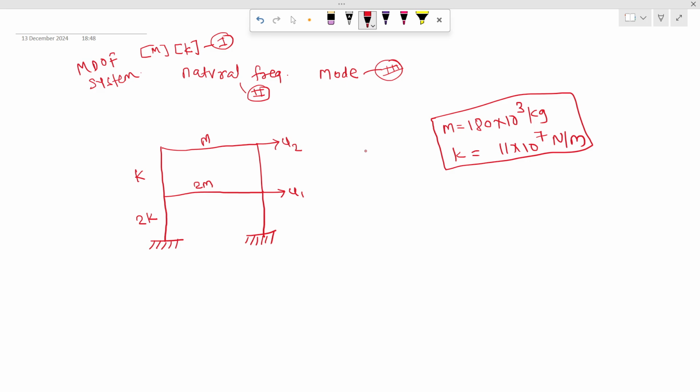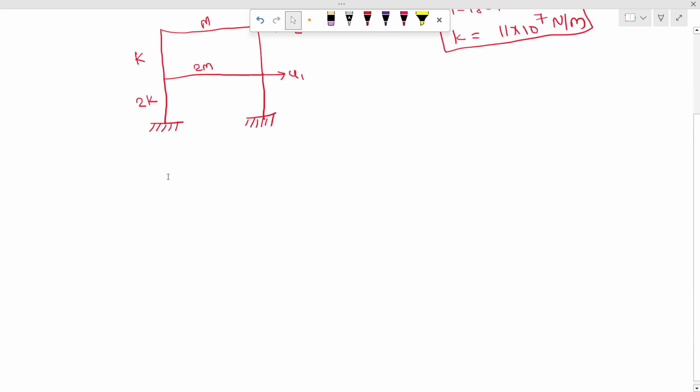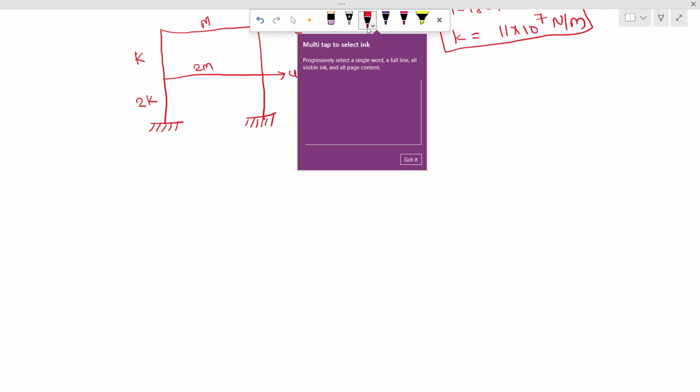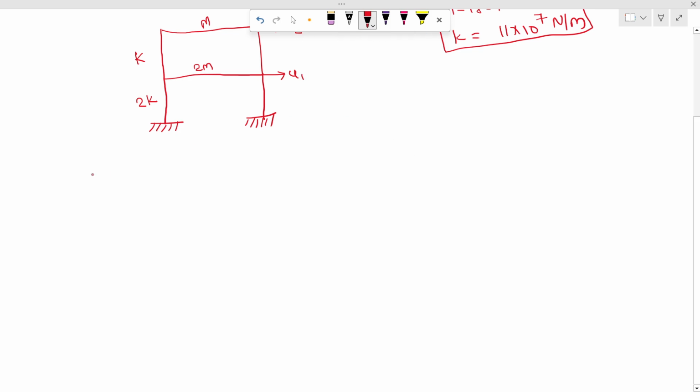Okay, so let's begin. So first step is we have to formulate the mass matrix and stiffness matrix. For that, we have to first draw the free body diagram. So always remember, we will start from the top story for the free body diagram. So this is the mass. Okay, so I have drawn a cut section here.